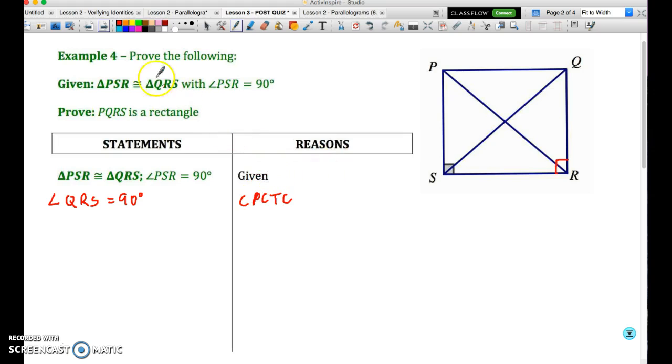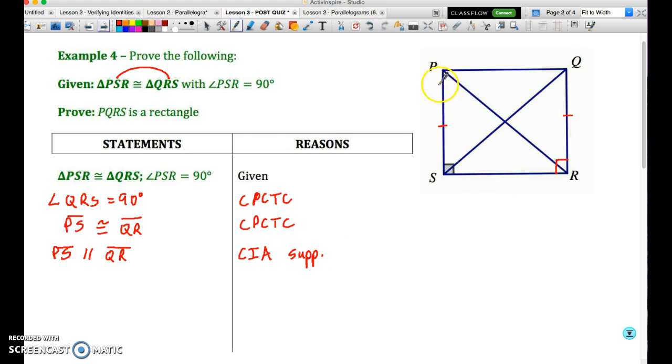Corresponding parts of congruent triangles are congruent, and you can see that angle S and angle R are corresponding parts. What I'm also going to do is highlight the fact that segment PS is congruent to segment QR, and that is also because of CPCTC. And my next statement is going to be that segment PS is parallel to segment QR, and that is because the consecutive interior angles are supplementary.